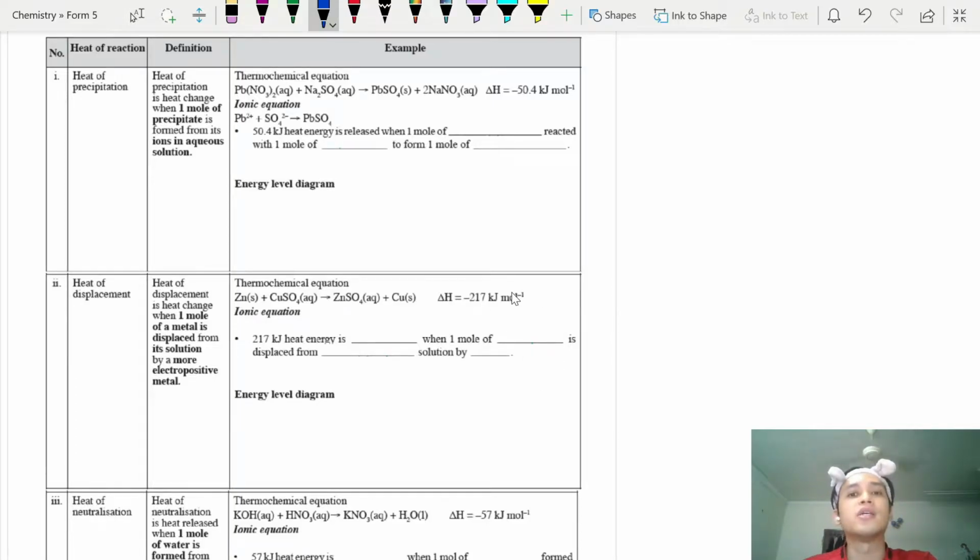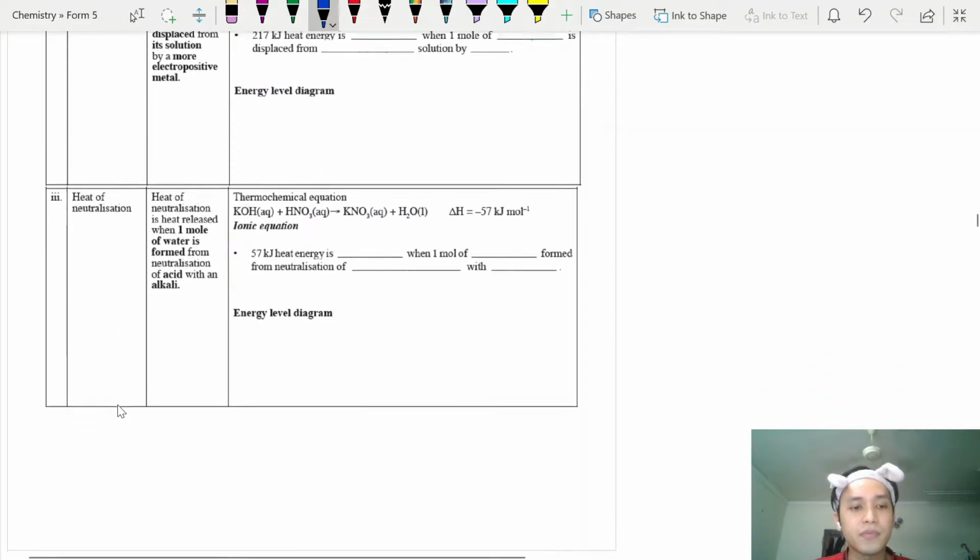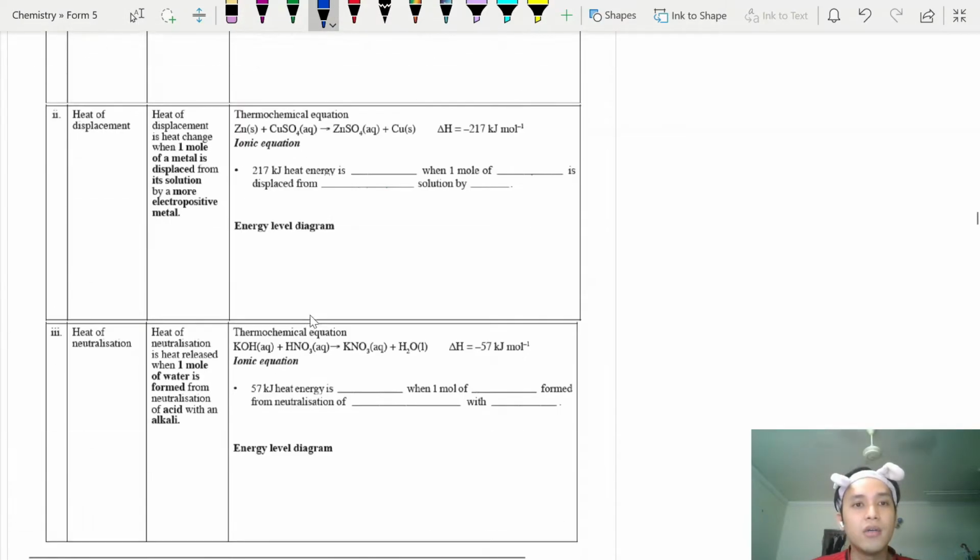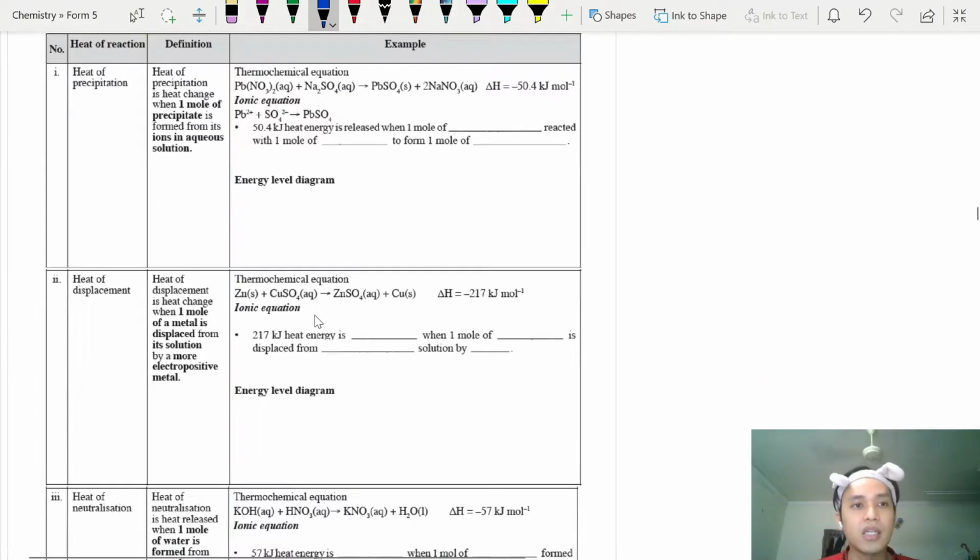Okay, so I'm going to show you how we calculate the heat of reaction for different types of reaction. In total, you are learning 4 different types of heat of reaction: heat of precipitation, displacement, neutralization, and combustion. So you need to know how to calculate the heat of reaction for 4 different types of reaction.